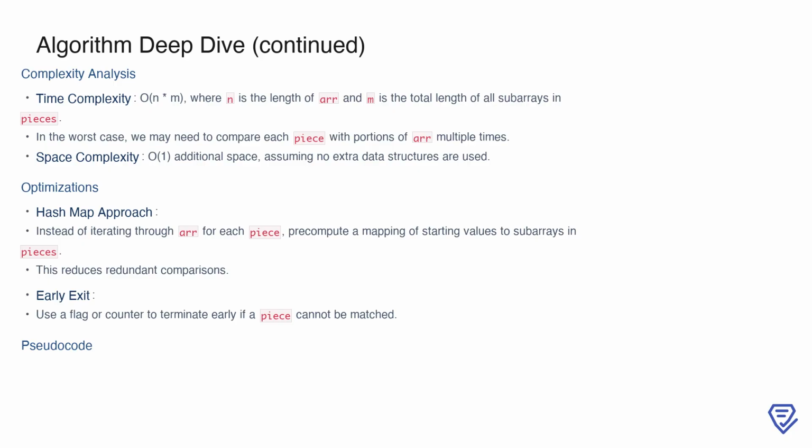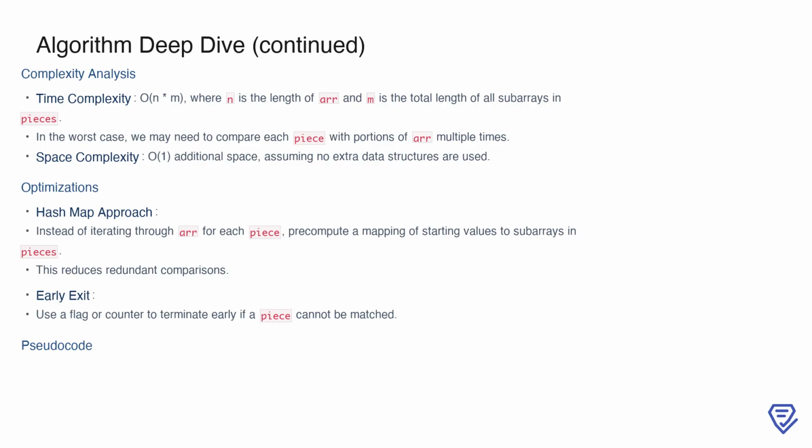The space complexity is 1, since no additional data structures are required beyond the pointers. To optimize this, we can use a hash map to pre-compute a mapping from the starting value of each subarray in pieces to the subarray itself. This avoids repetitive comparisons and reduces redundancy.